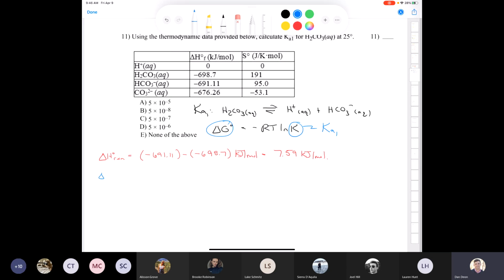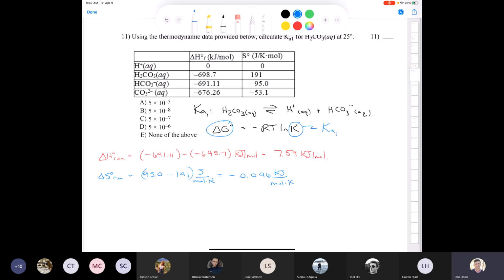I'm going to calculate my delta S, exact same strategy that I did in the last problem. I have 95.0 from my bicarbonate ion, subtract 191, and this is in joules per mole Kelvin for the whole thing, and I end up with a delta S of negative 96 joules per mole Kelvin. I'm going to convert it directly into kilojoules, which would give me negative 0.096 kilojoules per mole Kelvin.